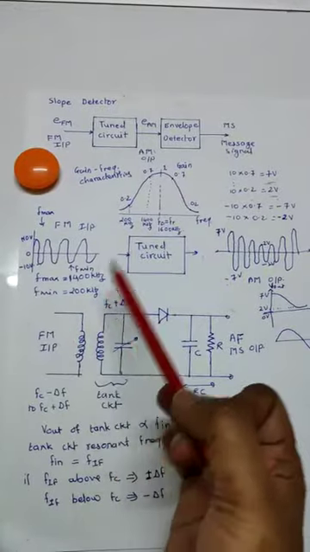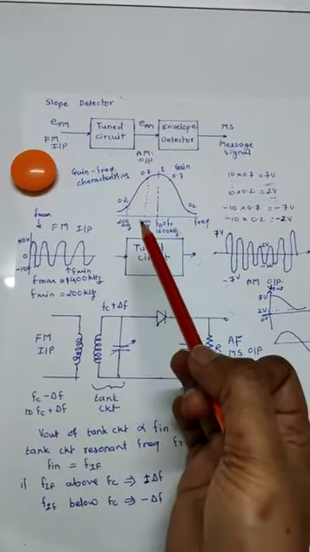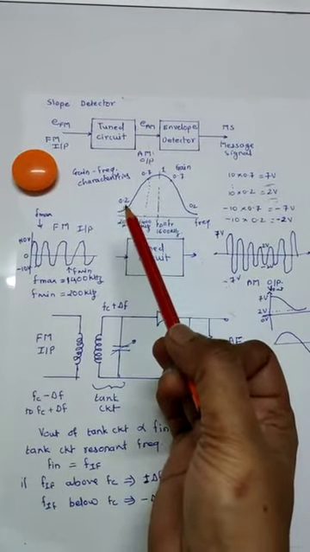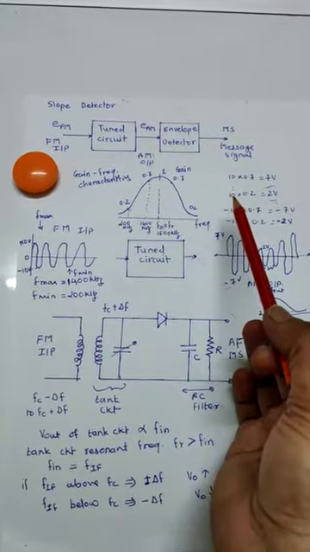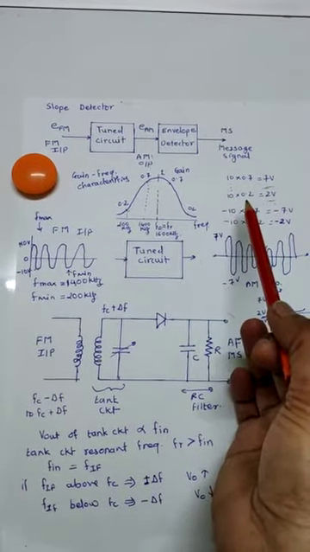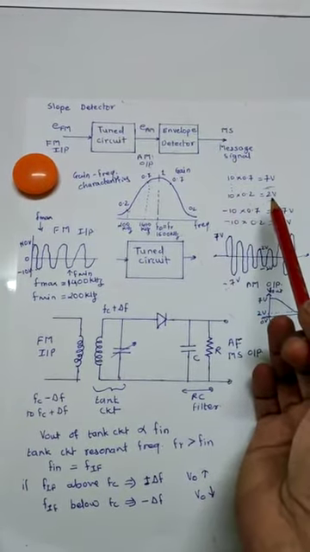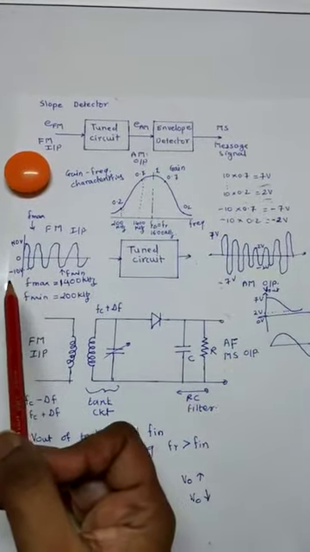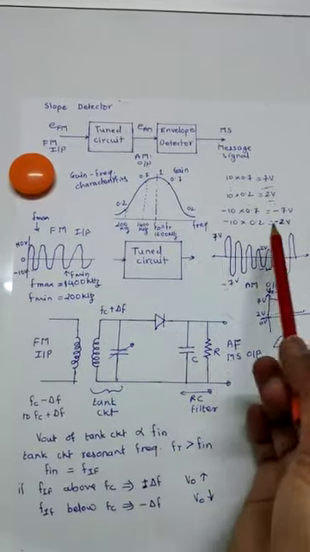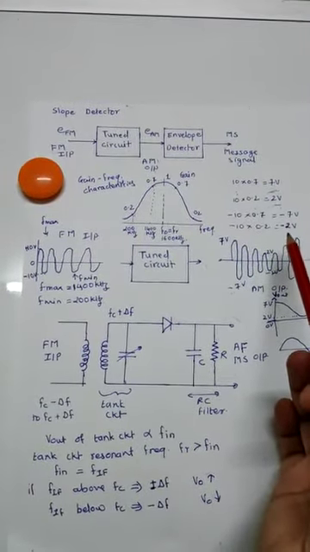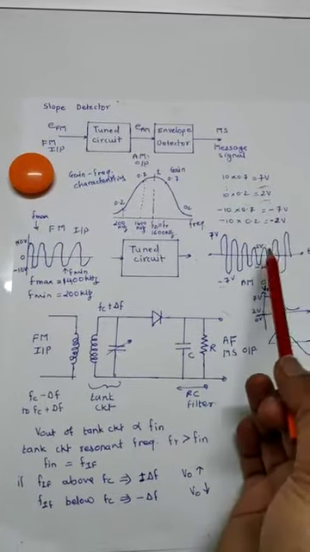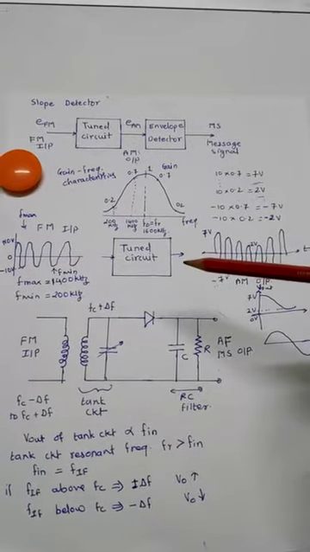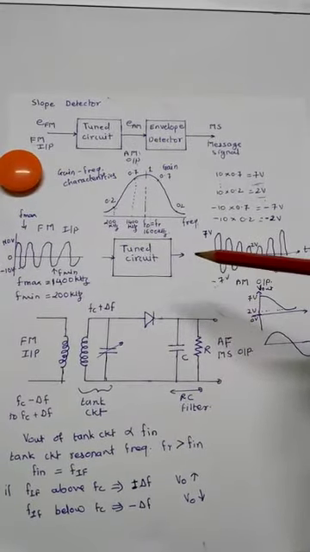Similarly, when the F min frequency passes through the tuned circuit, the multiplier for this 200 kilohertz is 0.2. So the amplitude of the FM signal gets multiplied with 0.2, and we get a 2 volt output at the tank circuit. Similarly, we have minus 10 volt. So we get minus 7 volt to minus 2 volt and minus 2 volt to minus 7 volt. In this way we get the amplitude variations at the output of the tank circuit.